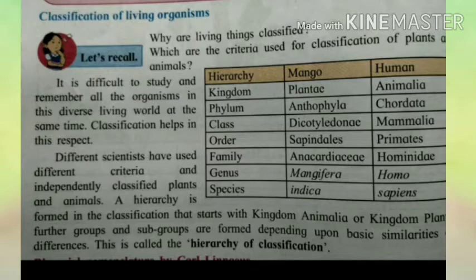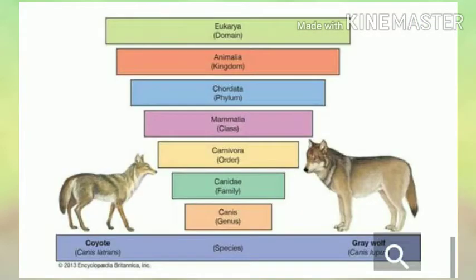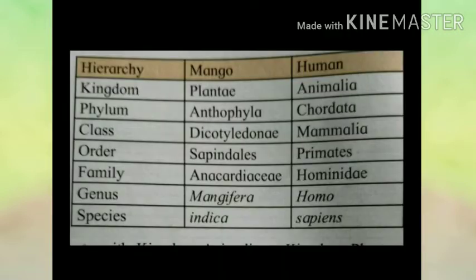There is classification by simple characteristics, like flowering and non-flowering plants. In animals, vertebrates and non-vertebrates. Like this, simple characters are taken, and due to that we classify in a proper way. But after that, some other types of classification have been made by scientists. Different scientists have used different criteria and independently classified plants and animals.